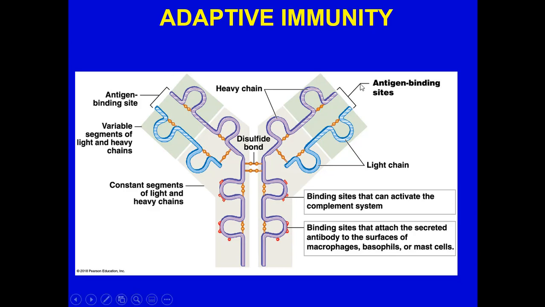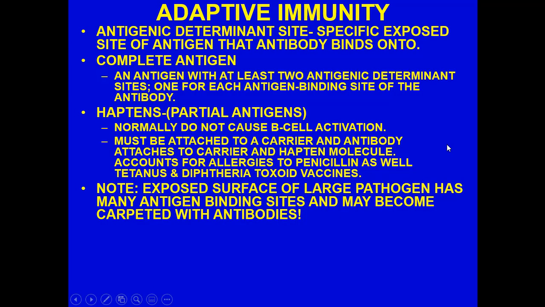Notice the overall Y shape that you have here, okay? Now, let's say I don't have a big molecule. Let's say I've got a smaller one. Well, what's the difference? It plays a role in the antigenic determination site. With a complete antigen, the antigen has at least two antigenic determinant sites, one for each of the antigen binding sites of the antibody. Okay, that's a complete antigen, yay.